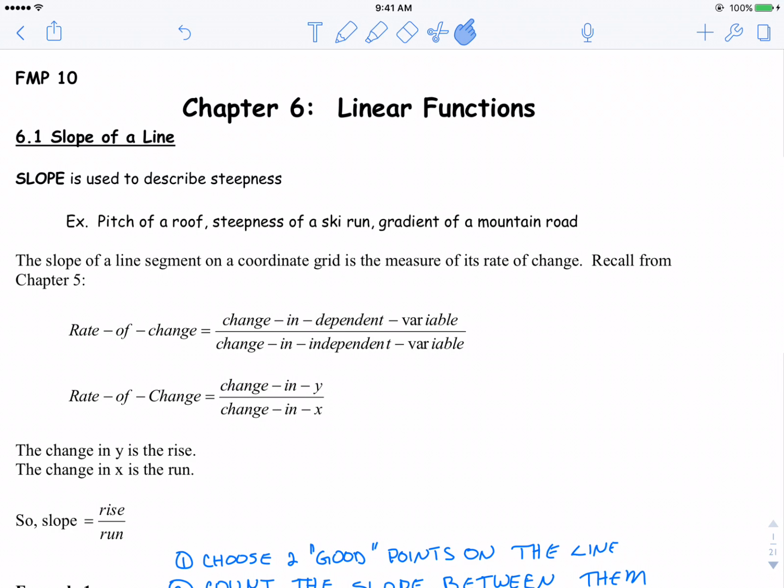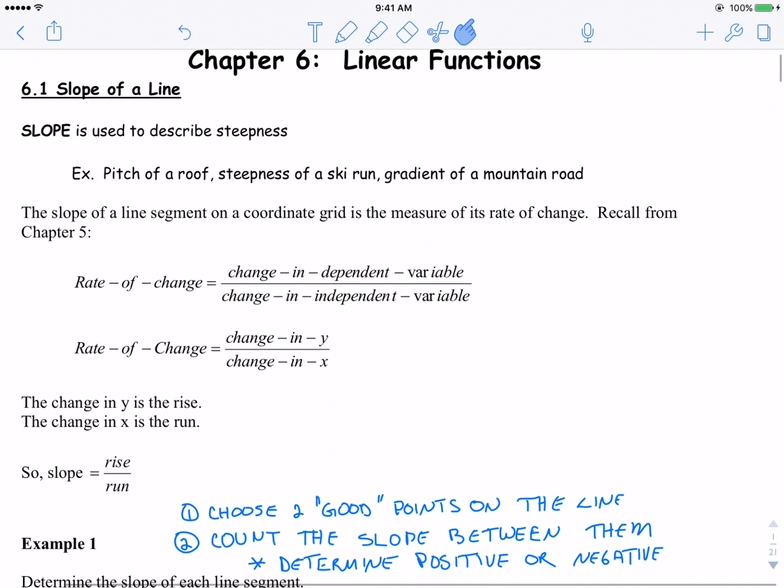So with chapter 6, we get to look at the equation of a line in significantly more detail, and specifically we're just going to be looking at linear relations. 6.1, we look at the slope of a line, which we have up to this point talked about as being the rate of change. So rate of change of a line is technically the slope, the steepness of that line. Okay, so 6.1, slope of a line.